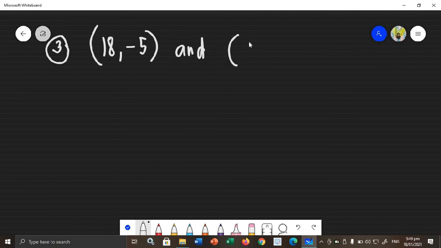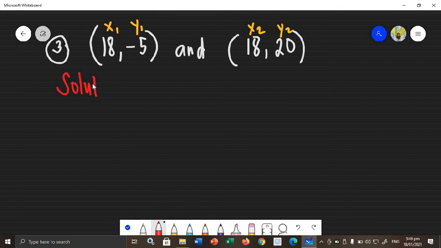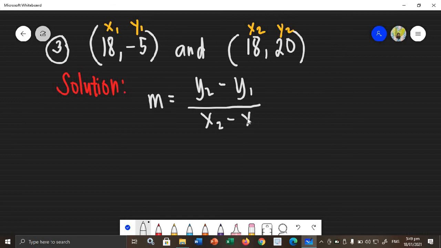So we have 18 and 20. So again, first, lagyan natin ng label. So the first coordinates will be x sub 1 and y sub 1. The second coordinates will be x sub 2 and y sub 2. And then substitute lang natin again sa formula. So the formula is m is equal to y sub 2 minus y sub 1 all over x sub 2 minus x sub 1. So, m is equal to, yung y sub 2 natin is 20 minus our y sub 1, which is negative 5.